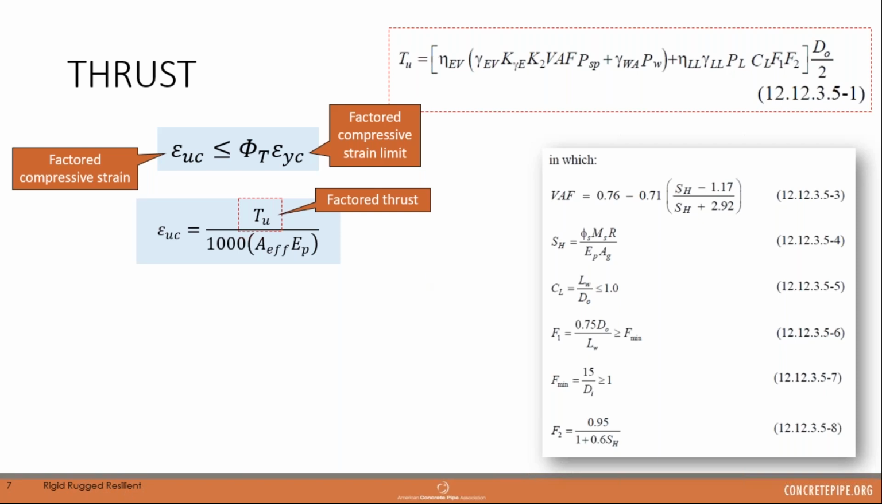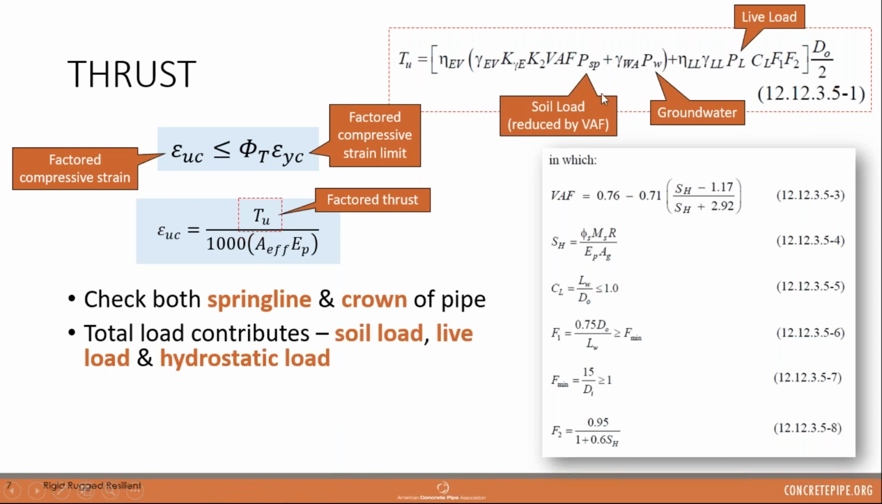So this leads us to our first strain-based check for plastic pipe. So what we're using is the soil prism pressure over the top of the pipe with the groundwater pressure and the live load. So you can see in this top equation, yeah, there it is. So the soil load, this PSP, we're taking that. There's a lot of factors, so it looks confusing.